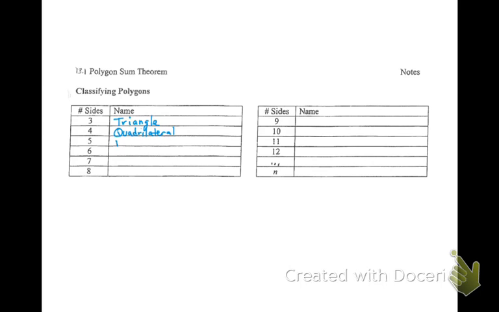Five-sided figure, pentagon. A very famous example of that, of course, is our government building called the Pentagon in Washington, D.C. It's called that for a reason. It has 5 different sides. It's in the shape of a pentagon. Six-sided figure, hexagon.